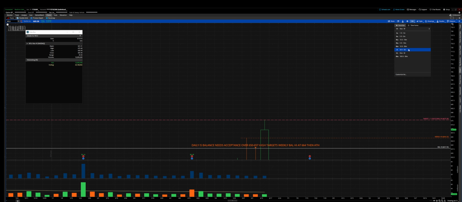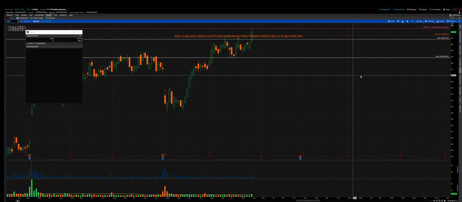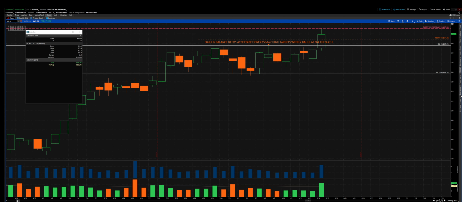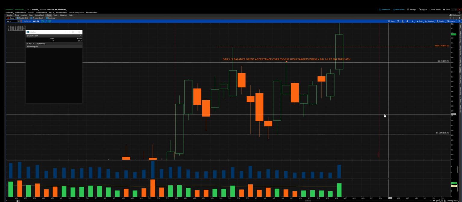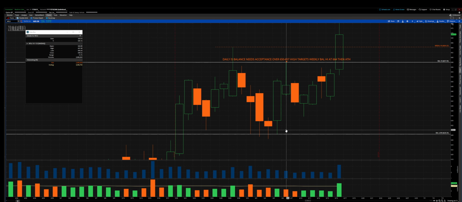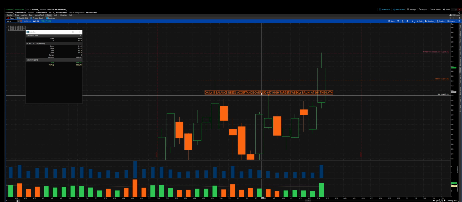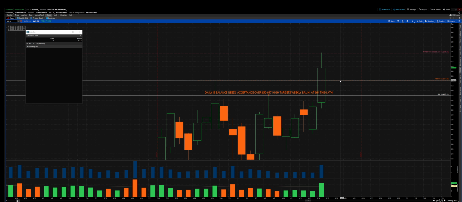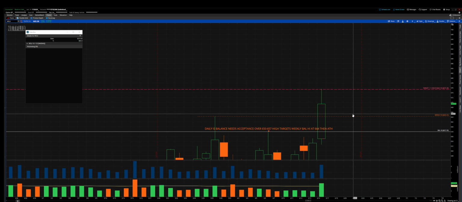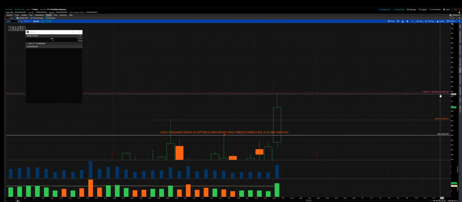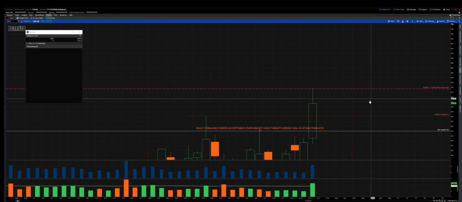Let's look at our daily. Our daily was also in a balance at the time. We're chopping between this balance low of 628.39 and the balance high up here at 657.99. I said daily balance needs acceptance over 657. High targets weekly balance high at 664, then the all-time high, right? And then I said target one right here is the daily high from November 30th of 2023, 675.38 was the target on the upside.